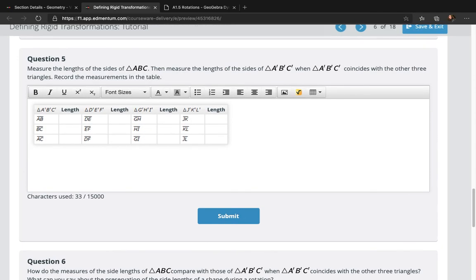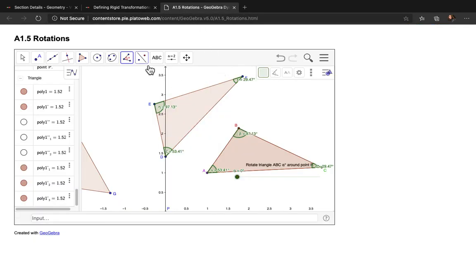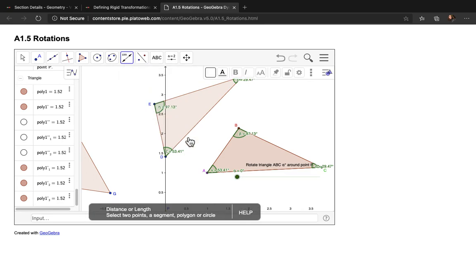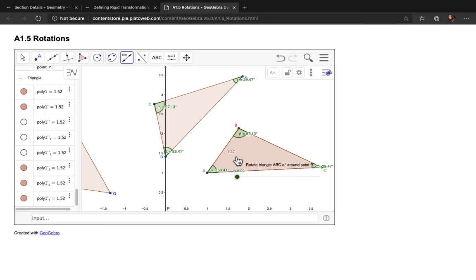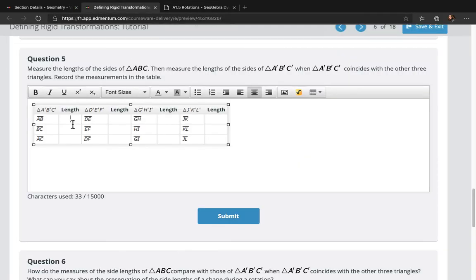Let's go ahead and look at this. What you're going to do now is repeat the same process, but we're measuring the length of our sides. So it tells me to measure the length of AB, measure the length of BC, measure the length of AC. So again, to measure the length, I'm going to click on this, distance or length. I'm going to measure what the length of AB is. That's 1.37. So I'm going to write that down, 1.37.